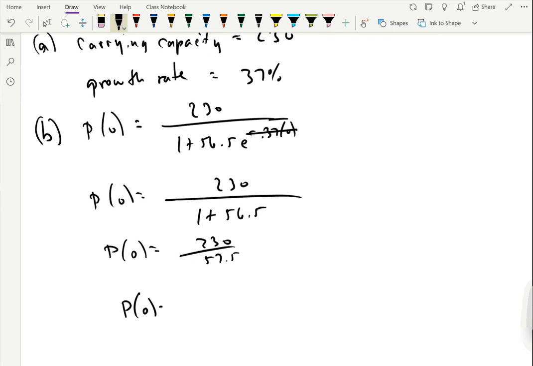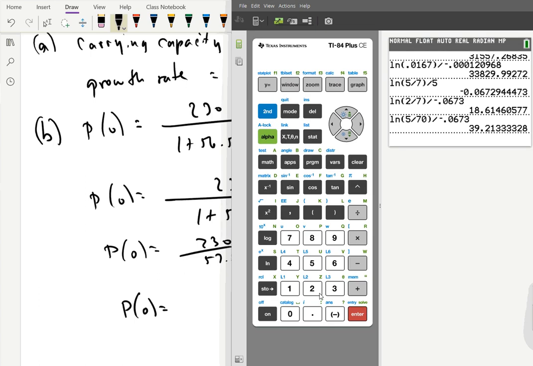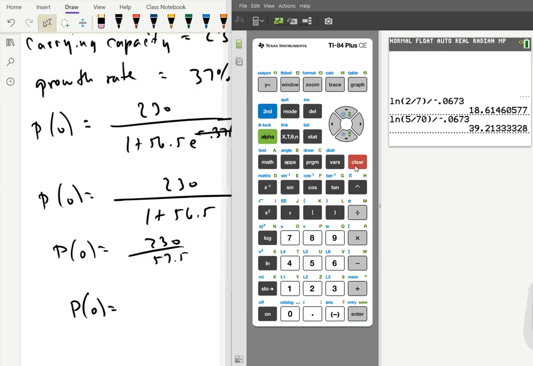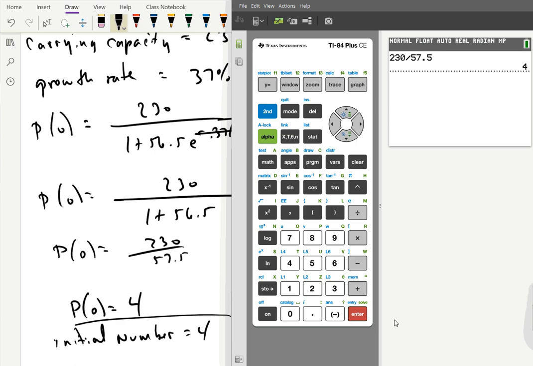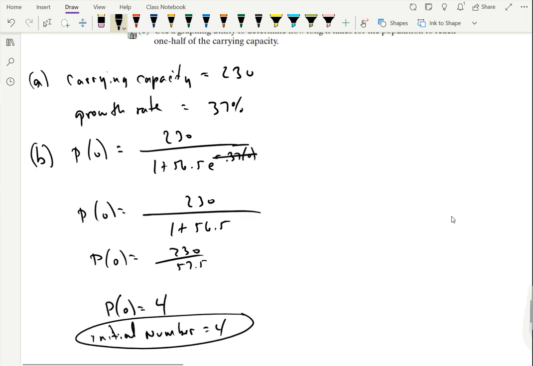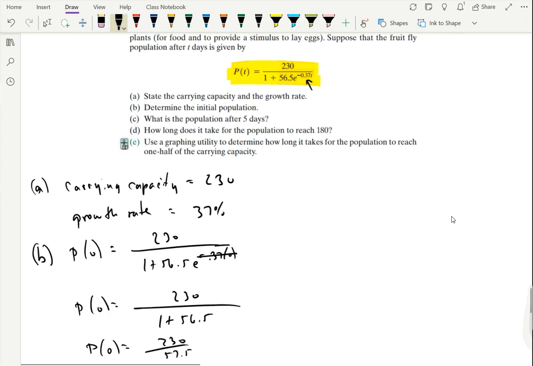Guess what? We're going to use our calculator again. We'll move this over a bit to the side and clear this out. So we will have 230 divided by 57.5. We end up with 4. So our initial number is 4. So that's A and B.